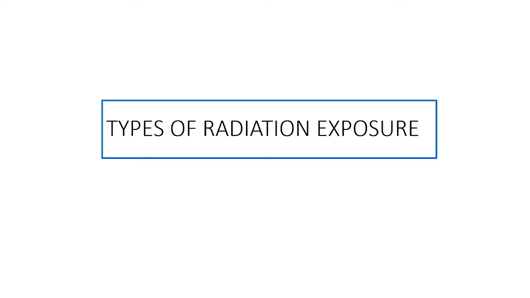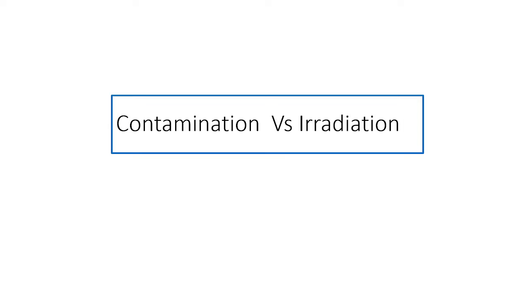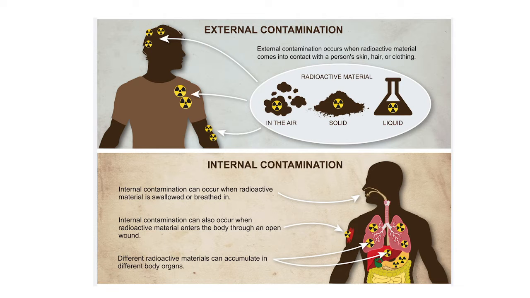Then moving on to the types of radiation exposure. The radiation exposure can be either a contamination or an exposure. Contamination is basically coming in direct contact with the radioactive material. The contamination can be either external or internal. External contamination is contamination of the skin or the clothes of the person with the radioactive material. Internal contamination is when the patient has inhaled or ingested the radioactive elements.